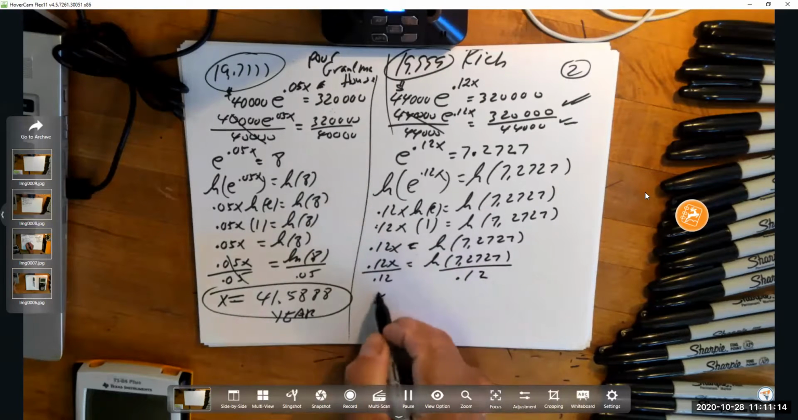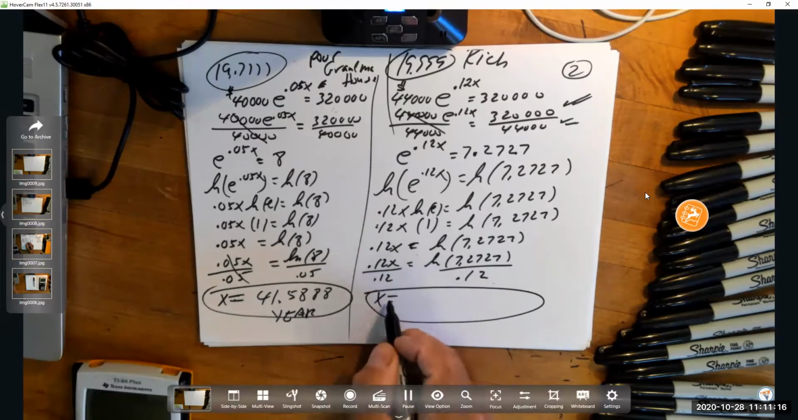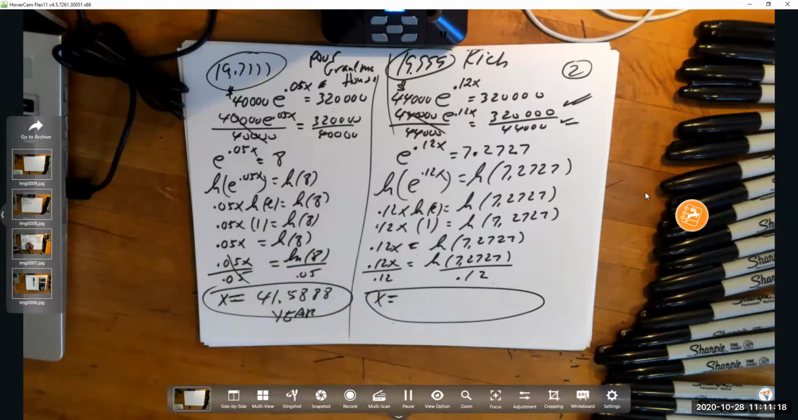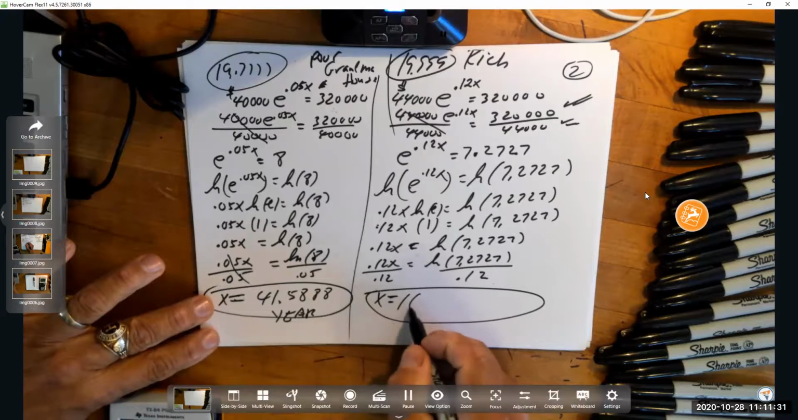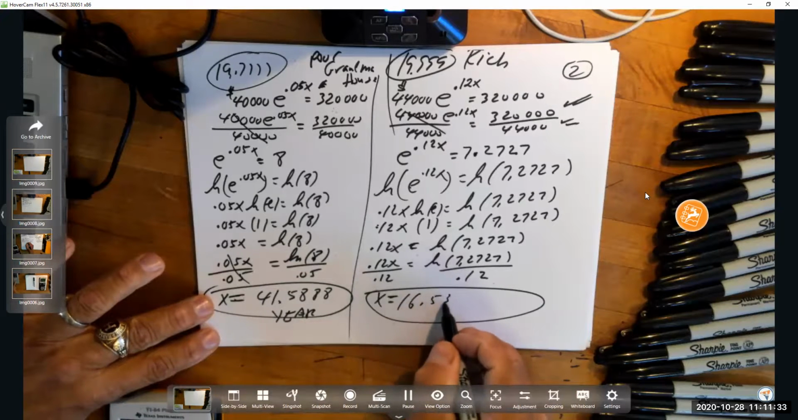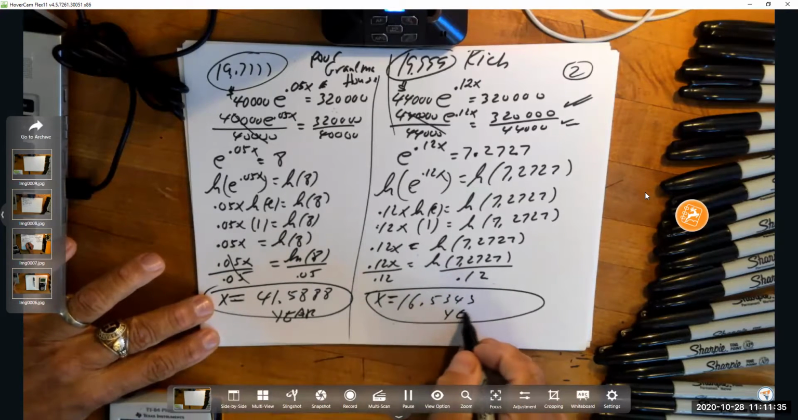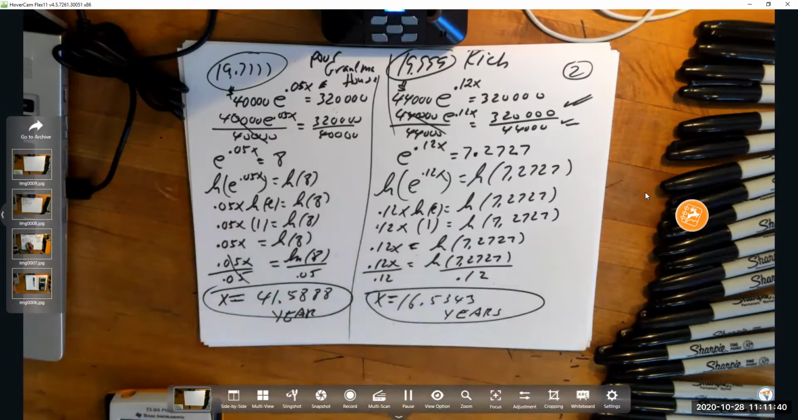Okay. So do that on the calculator. Do ln 7.2727 divided by 0.12. Okay. What'd you get? 16.5343. All right, that's good. So this guy took 41 years to get there.